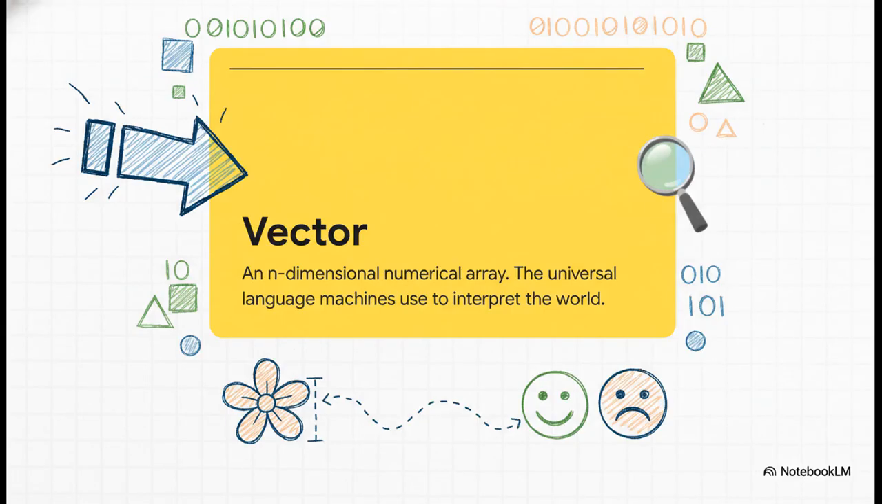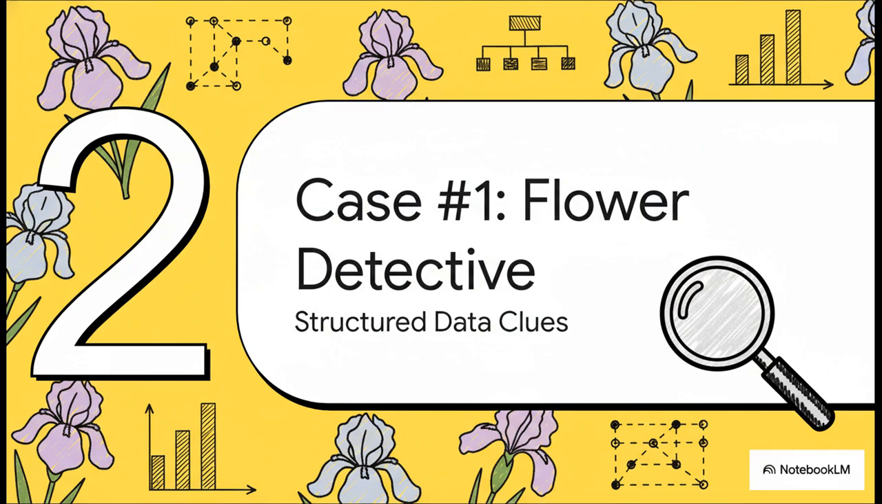And the most important word in that language is something called a vector. It sounds fancy, I know, but it's really just a list of numbers, an array. But this one simple idea is how a machine represents the whole world, from the width of a flower petal to how you felt about your last meal. It is the universal translator. All right, you ready? Let's tackle our first case.